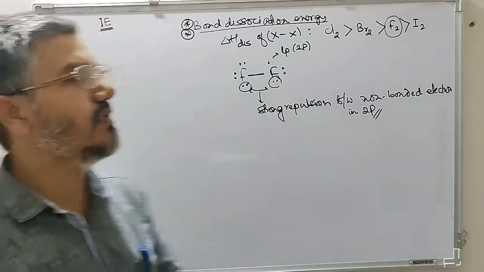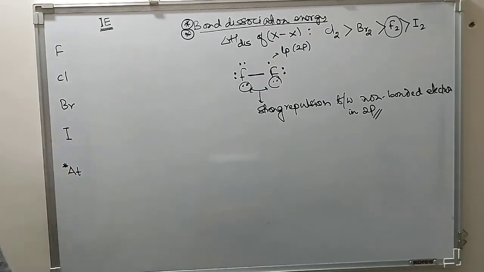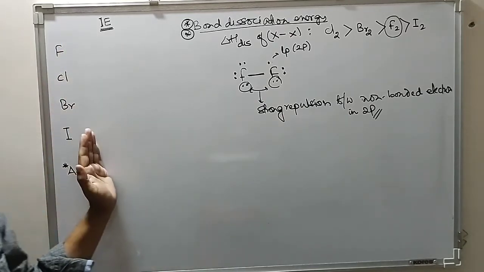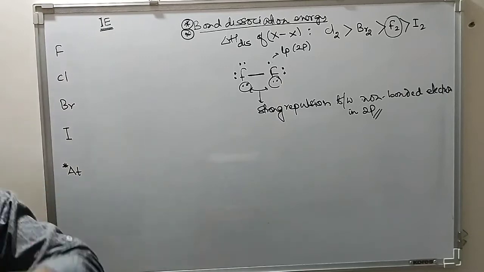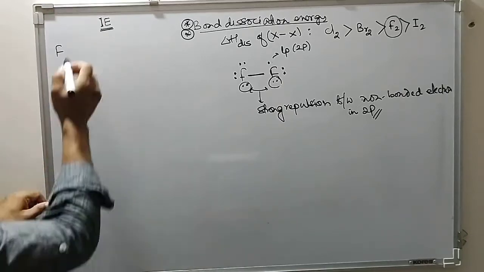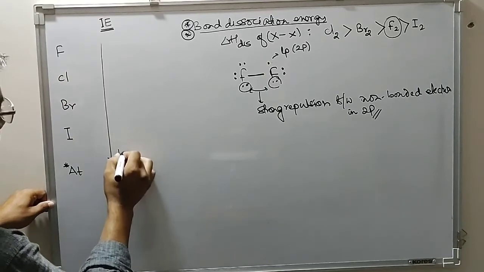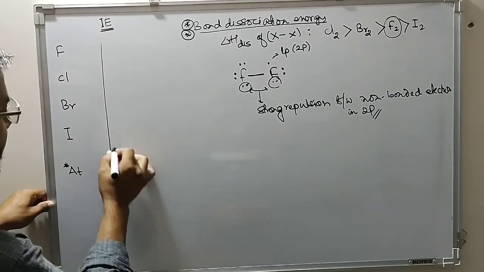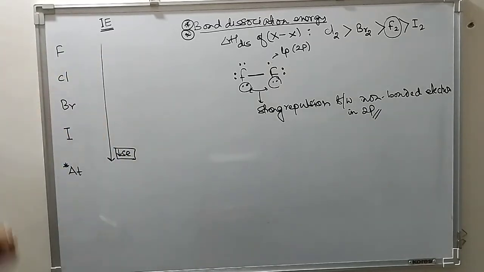But still, moving down the group, size increases. As the size increases, the ionization energy of these elements also decreases down the group. So moving from fluorine to iodine, ionization energy decreases. The reason being the increase in size from fluorine to iodine.